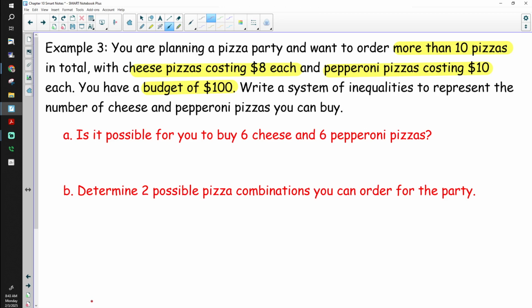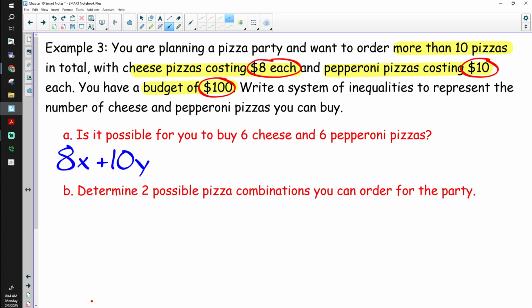I have my $8, I have my $10, and I have a budget of $100. Why do all 3 of these go together? Because they're all money. Okay, so my first equation is going to be, what's it going to be? ax plus by. 8x plus 10y. And now here's where we got to be super careful.